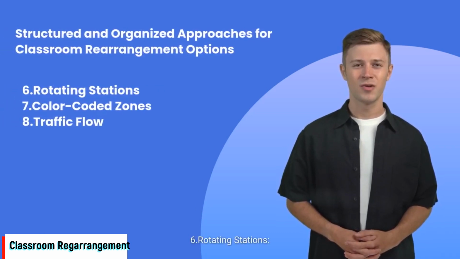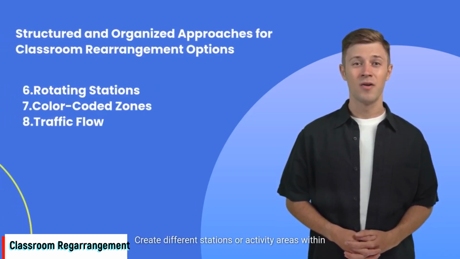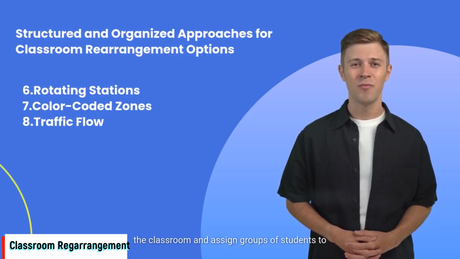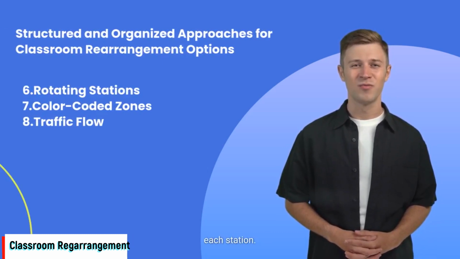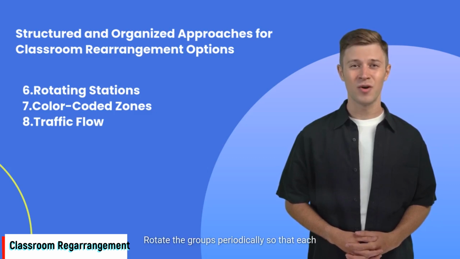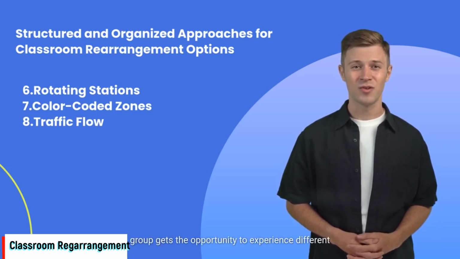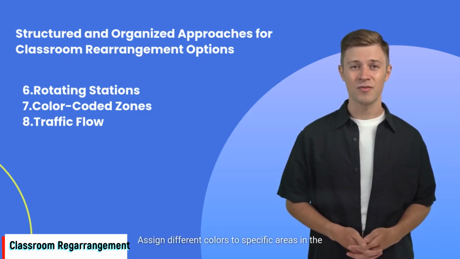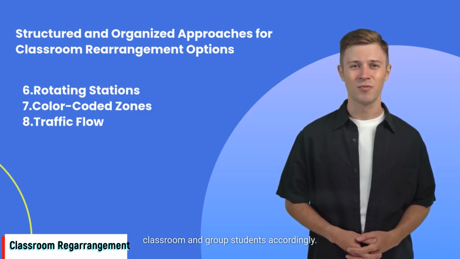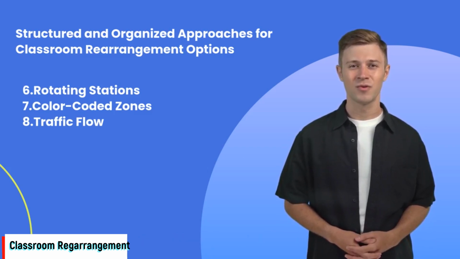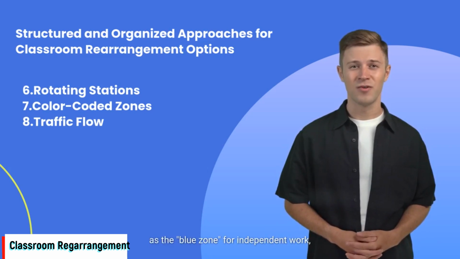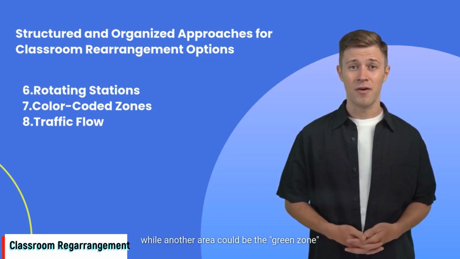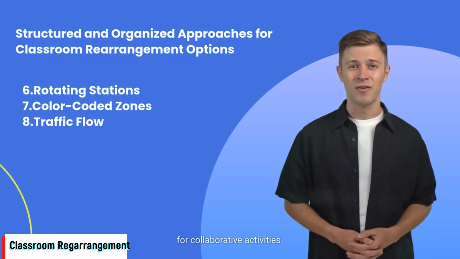6. Rotating stations. Create different stations or activity areas within the classroom and assign groups of students to each station. Rotate the groups periodically so that each group gets the opportunity to experience different areas of the classroom. 7. Color-coded zones. Assign different colors to specific areas in the classroom and group students accordingly. For example, one area could be designated as the blue zone for independent work, while another area could be the green zone for collaborative activities.